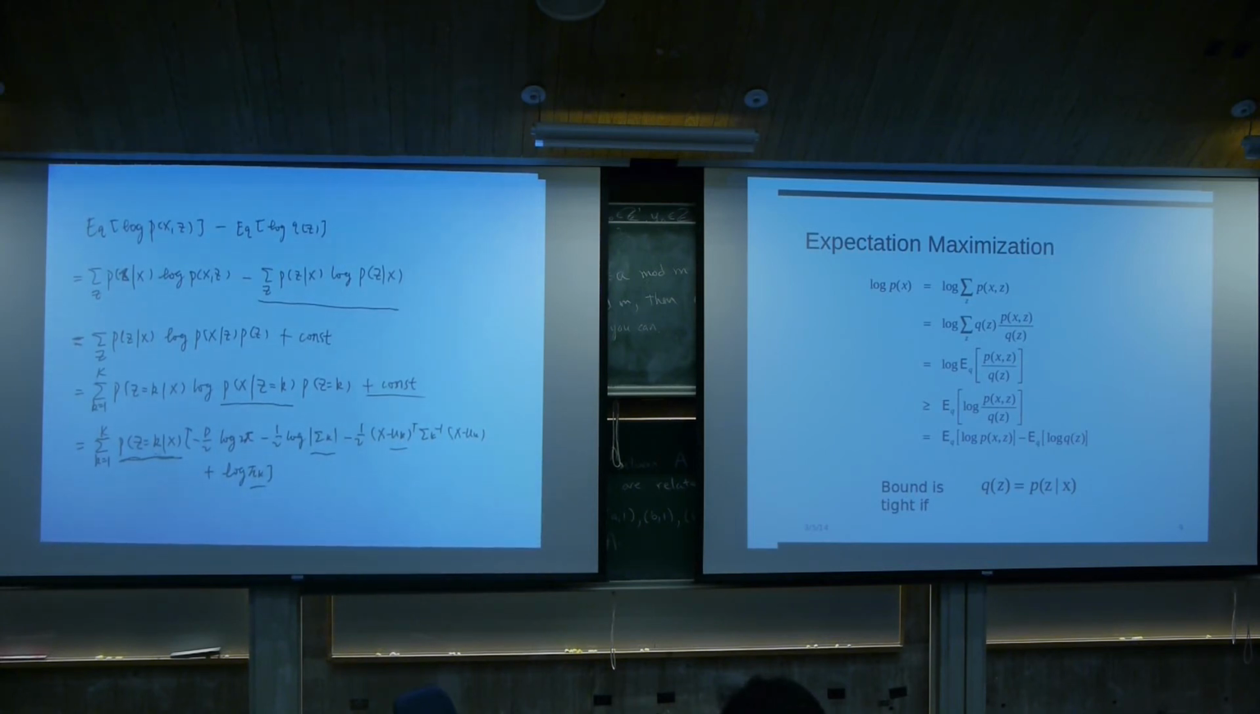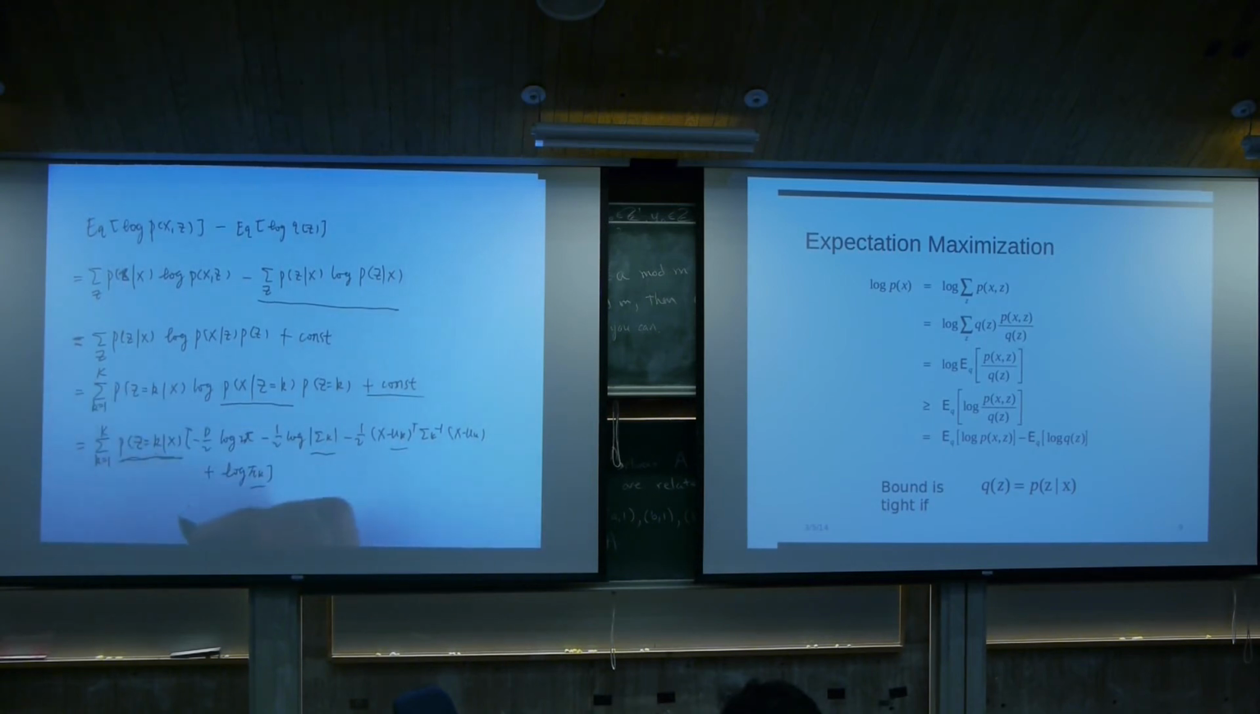And now you can use whatever methods you like to optimize this lower bound. Basically, we take the derivative of this function with respect to those parameters and set the derivative to 0 and get our update.